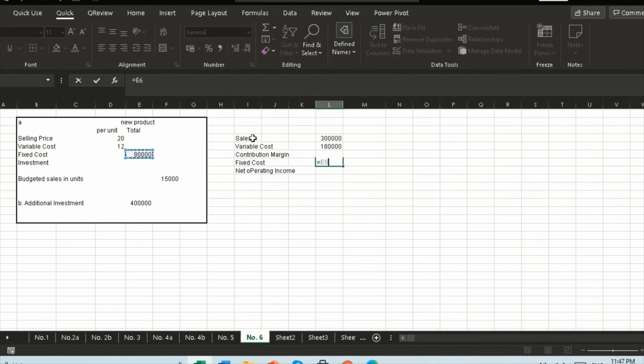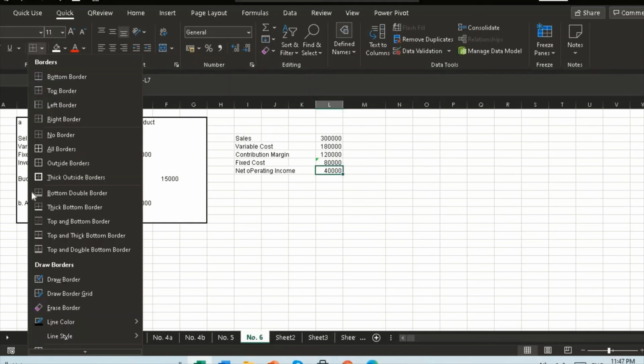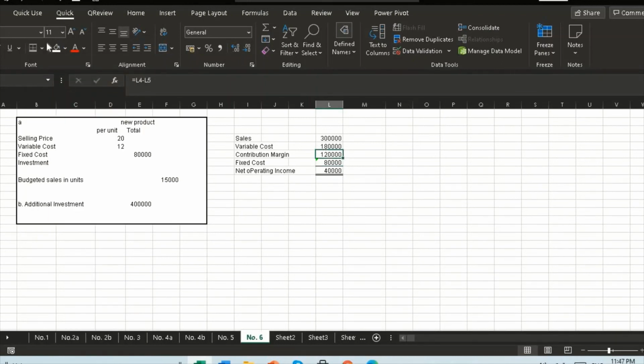We will then deduct the attributable fixed cost of 80,000 from the contribution margin to arrive at the net operating income. The net operating income attributable to this new project is $40,000.